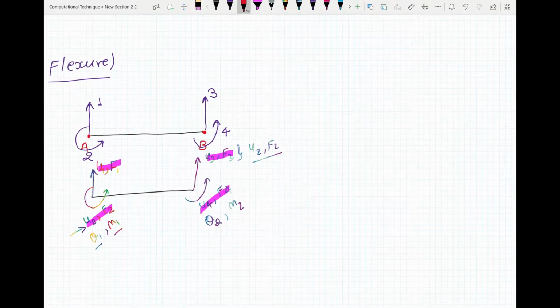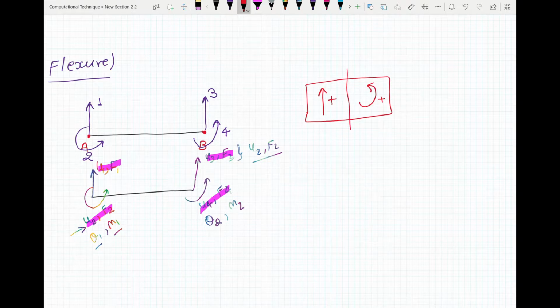Now please be careful, because our solution will be based on this configuration where we have taken upward degree of freedom as positive and anti-clockwise rotation as positive. So this is our positive sign convention.